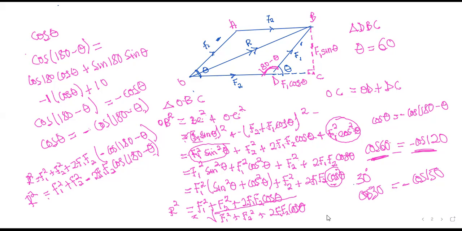If the angle between the forces is 150, cos of 150 must be equal to negative cos of 30. Don't forget this is obtuse. So this must also be equal to cos of 30. So whether you are given acute or obtuse, you must be able to connect and get it right.